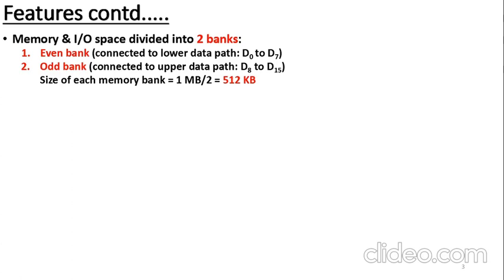And making memory and IO space in two banks here allows simultaneously accessing 16 bits of information under certain conditions. Because of this, the size of each memory bank comes to 512 kilobytes, because total memory is 1 megabyte and it is divided equally into two banks here. Hence, the size of each memory bank is 512 kilobytes.